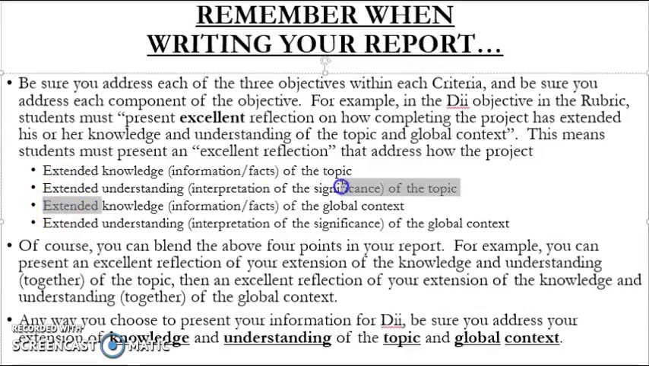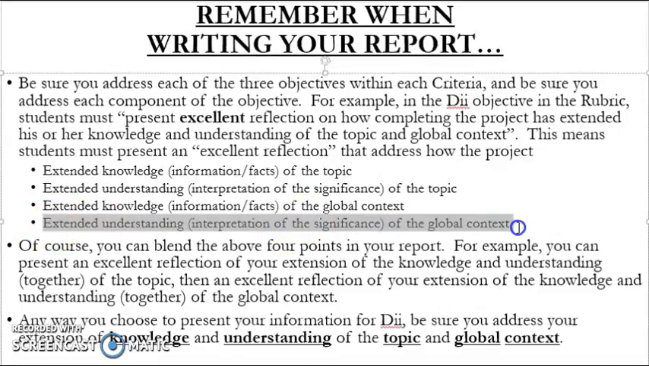You also need to show how being involved in the process has extended your knowledge, which is information and facts of the global context, and how the project has extended your understanding, or your ability to interpret the significance of the global context. You can't just state that, you've got to go a little further beyond that. You can do that in a variety of ways. You can blend some together. You don't have to divide those out necessarily unless you want to within your project report.